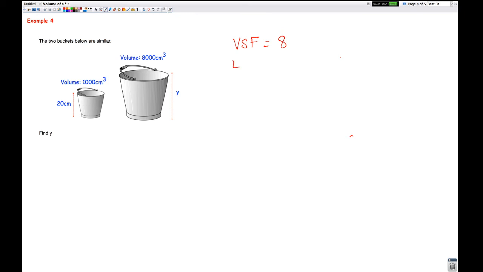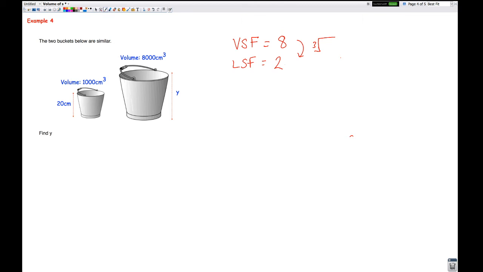For the length scale factor, last time we had to cube it to go from the length scale factor to the volume scale factor. The opposite of that is we have to do the cube root of that answer to get there. So the cube root of 8 is 2, because 2 times 2 times 2 is 8. If you want to check any of these answers, do check them on your calculator.